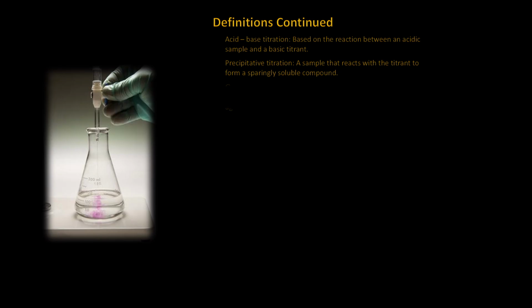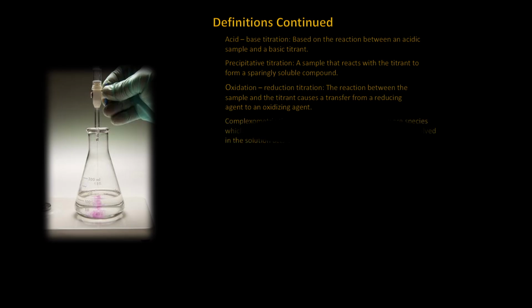Redox reactions are reduction-oxidation reactions. These reactions generally form metallic elements. That is, electrons are transferred from one species to another. More on these reactions in a future presentation in the series. Complexometric titrations will involve two or more species, one of which acts as the titrant. These will also be covered in more detail in the series.